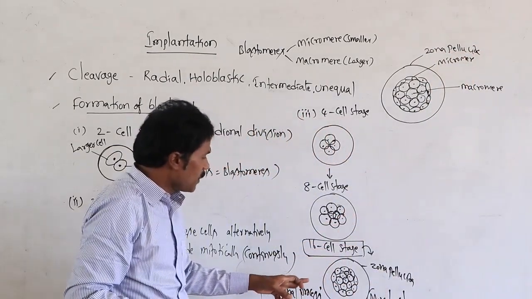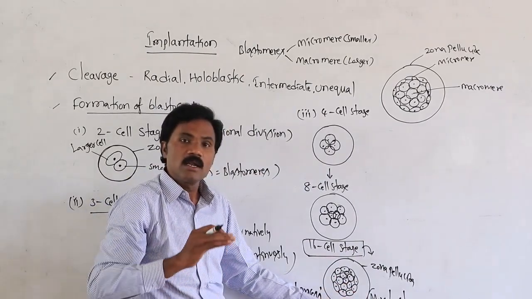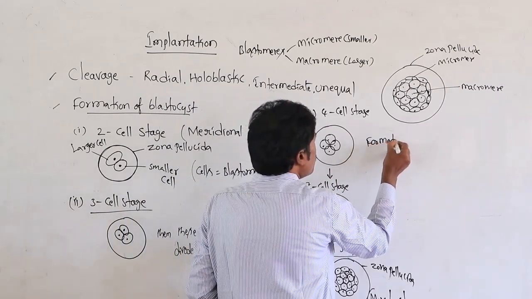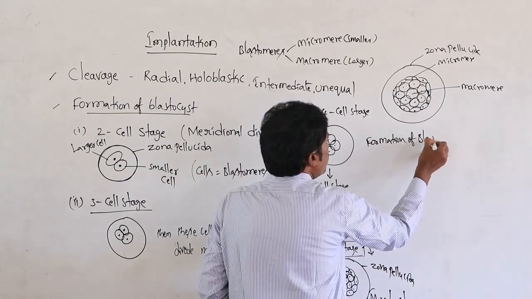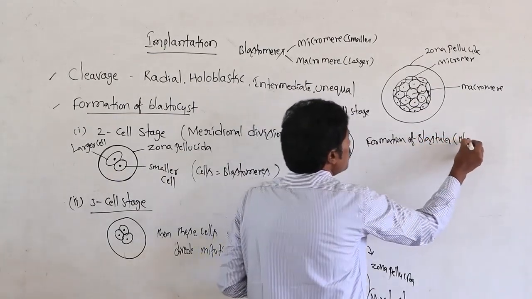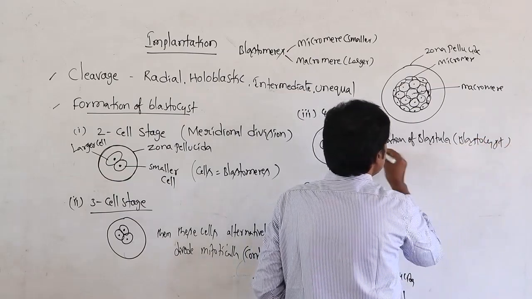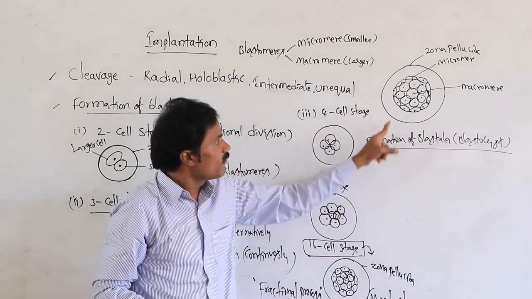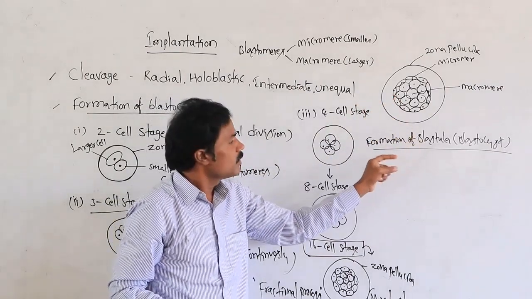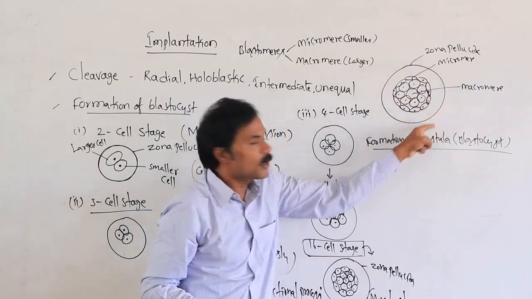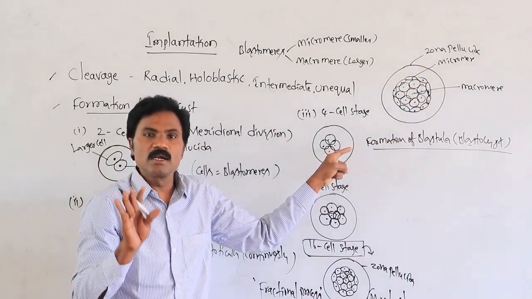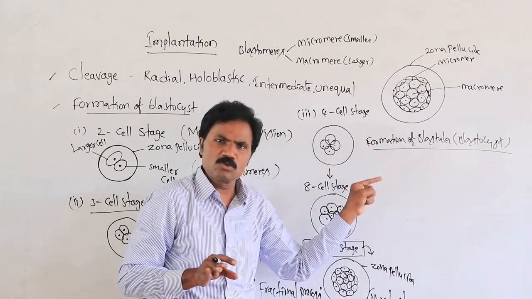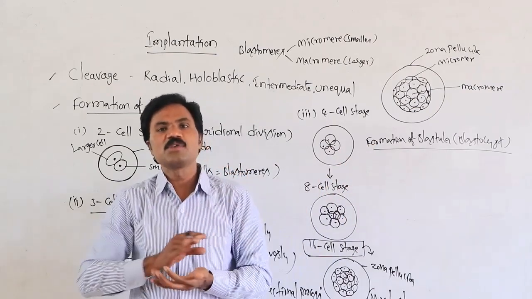Zona pellucida, after formation of the morula, then it is ready to form the blastula, that means blastocyst. Blastula is nothing but blastocyst. Then with further division, the zona pellucida must disappear and degenerate. So whenever it is ready to form a blastocyst, that means after the 64 cell stage.